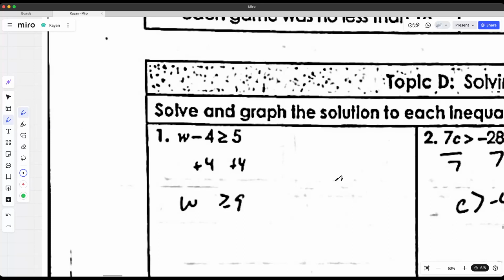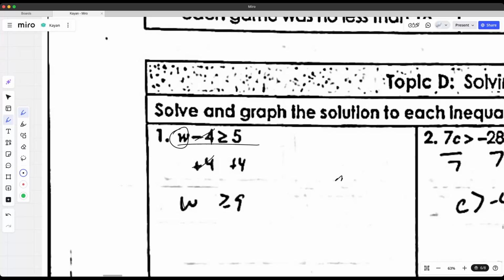So here I'm starting with this problem, and I'm trying to get W by itself, which means that -4 has got to go. And how do I get rid of a -4? In other words, a subtract 4. I add 4 to both sides. Got to do it to both sides to balance it out. So -4 plus 4 just goes away. Boom. And then I got to take care of the right side. 5 plus 4 is 9. And we're all set. W's by itself. W is greater than or equal to 9.